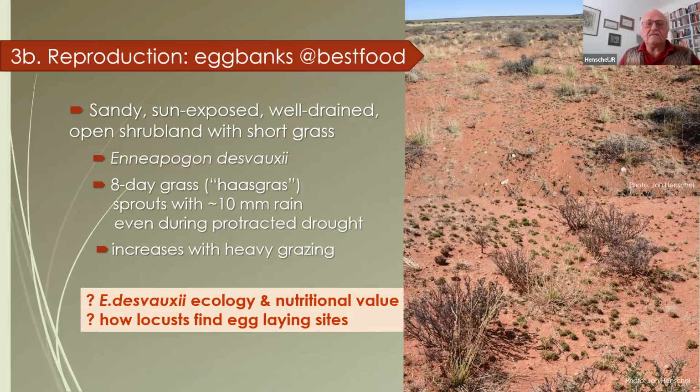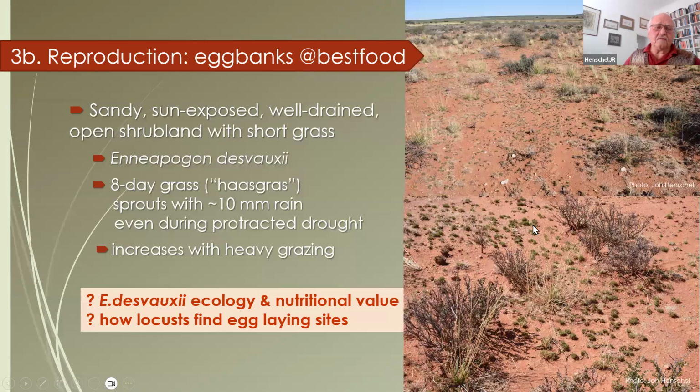These eggs are placed into egg banks, so only certain areas, specific open habitats, sandy, well-drained soil, and with a lot of this short grass, these little stubs, like a grazing lawn over the area. And that's what the hoppers eat. The hoppers of the solitaria concentrate eating on that. That's what the females select.